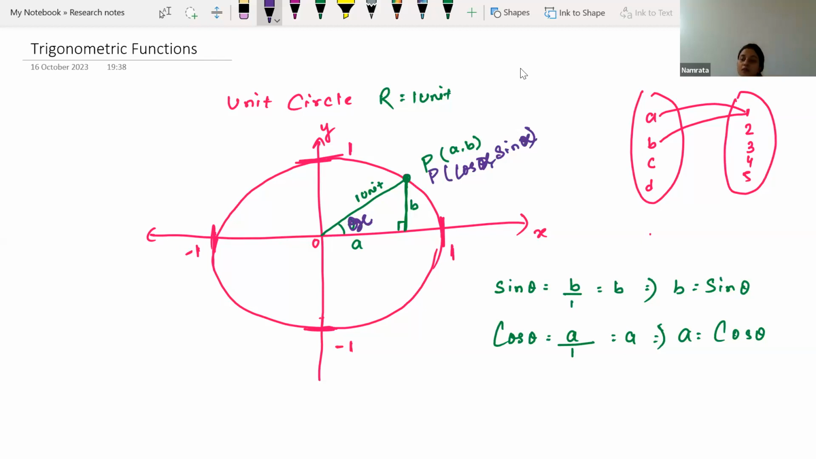Yes, ma'am. Okay. Now, when x is equal to zero, or when this angle theta is equal to zero, that means the green line will be just on the x-axis only. Yes or no? Let me show you the case.